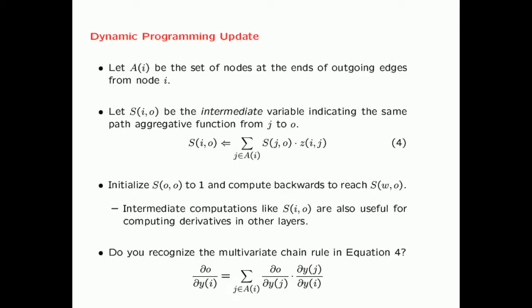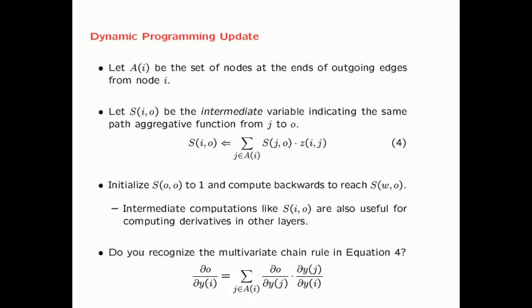So once you have this dynamic programming update, it actually becomes very easy to compute this path aggregative function. So first you initialize SOO to 1 because the partial derivative of the output with respect to itself is 1. Now note that here we are using SOO. In general, for neural networks, you'll have a loss function. So SOO may be some partial derivative of loss with respect to the output. But here, let's first look at a simple case where SOO is 1. And then you'll compute backwards.